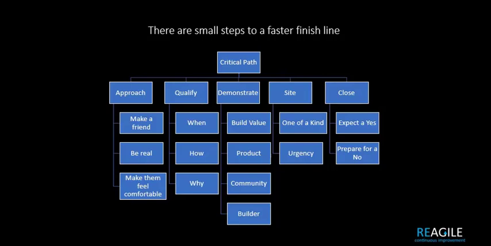You're going to have to build a relationship with them such that the customer is going to be comfortable giving you free information about different details in their life. So at the top of the header, what you have is approach, qualify, demonstrate, cite, and close. Every person that you interact with, you're going to have some sort of an approach. And the key in there is just make a friend.